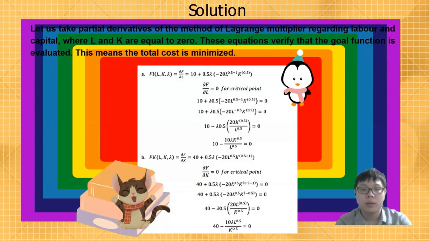So the equation is 10 minus 10 lambda K to the power of 0.5 over L to the power of 0.5 is equal to 0. For the second one, we have the partial derivative with respect to K, which is equal to 14 plus 0.5 lambda times negative 20 L to the power of 0.5 times K to the power of 0.5 minus 1. The partial derivative with respect to K is equal to 0 for the critical point. So the equation is 14 minus 10 lambda L to the power of 0.5 over K to the power of 0.5 is equal to 0.